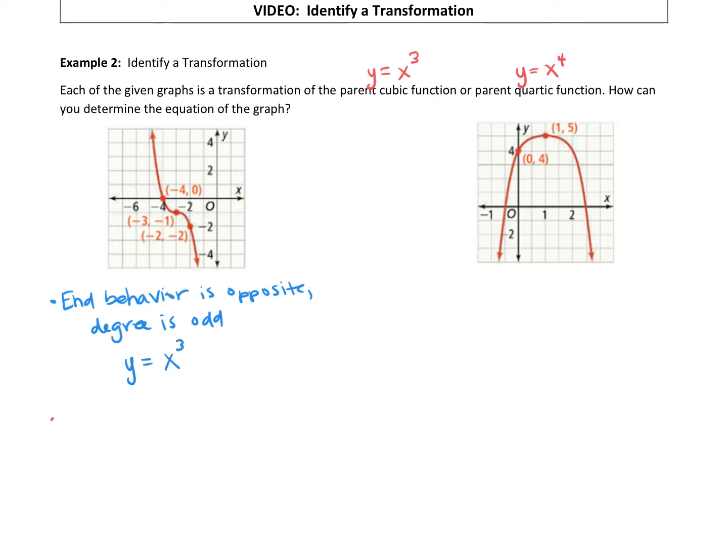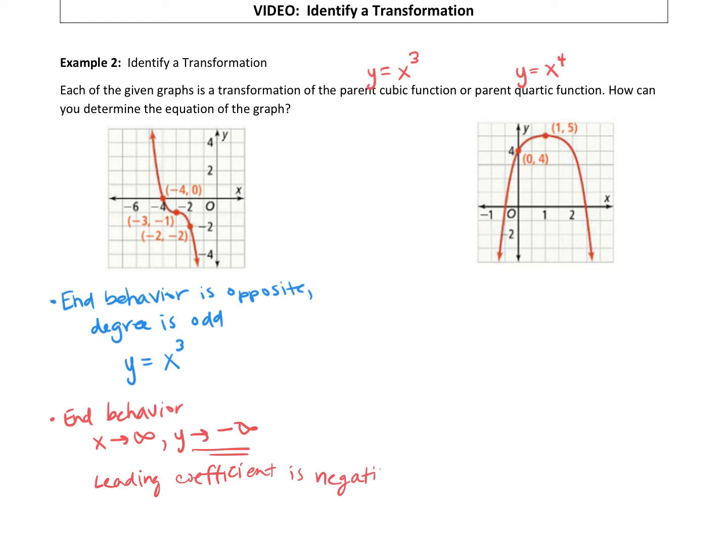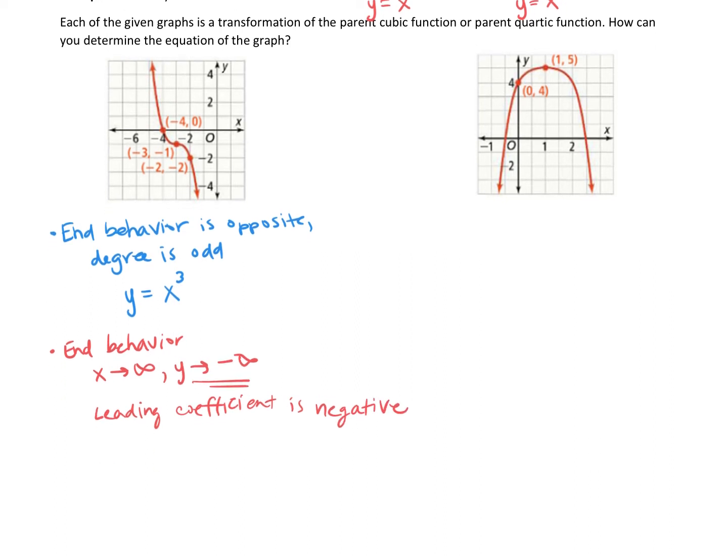All right, next, let's keep looking at the end behavior. As x approaches positive infinity, remember, this just means the right side of your graph. On the right side of the graph, see how our function is going down. That means the y's are approaching negative infinity. On the right side, when the y's approach negative infinity, that's because the leading coefficient is negative. We're going to keep building on our parent function. If the leading coefficient is negative, then y equals negative x to the third power.